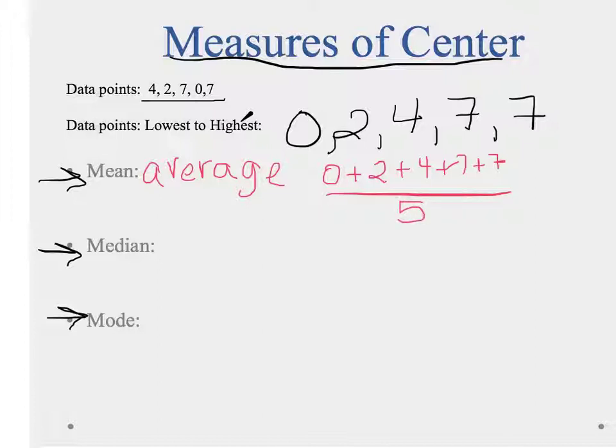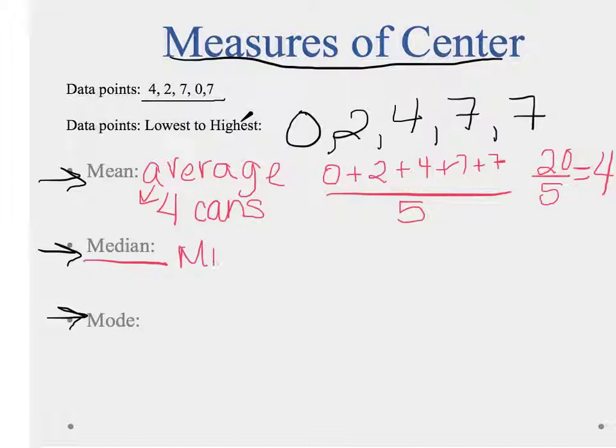So if I complete that calculation, I see that I have 20 divided by 5 data points, which is 4. So the mean, the average, is 4 cans of soda. Median is our next. Median, in other words, is our middle number.